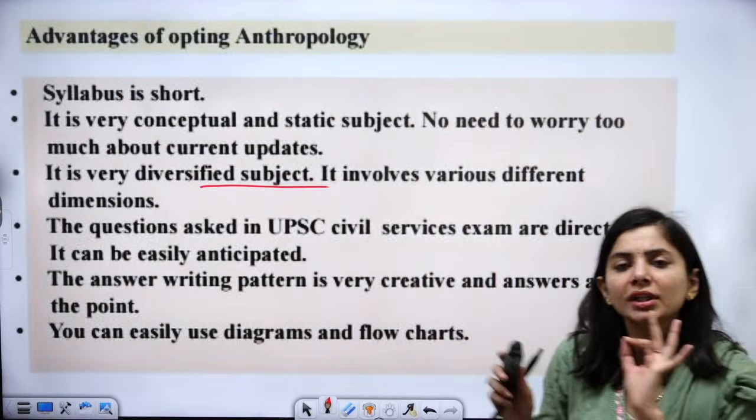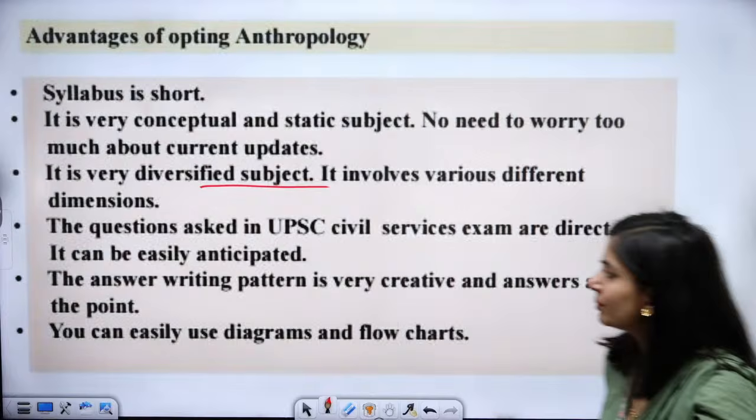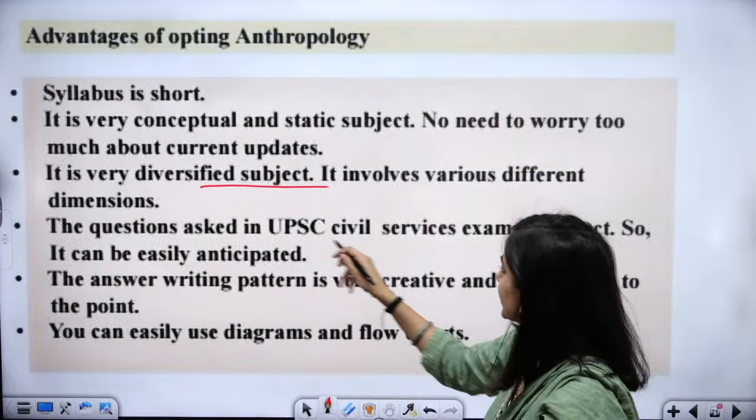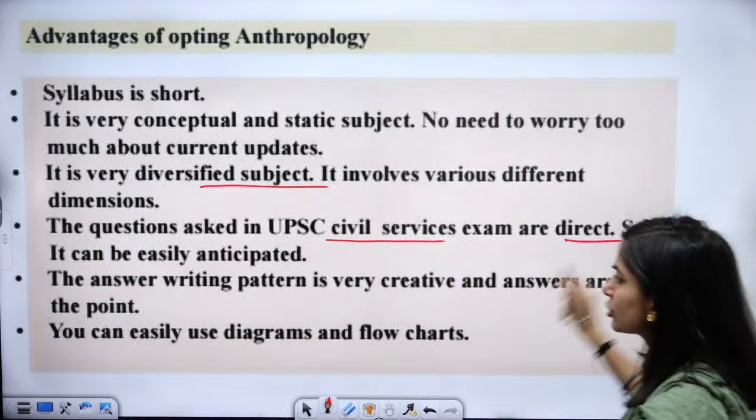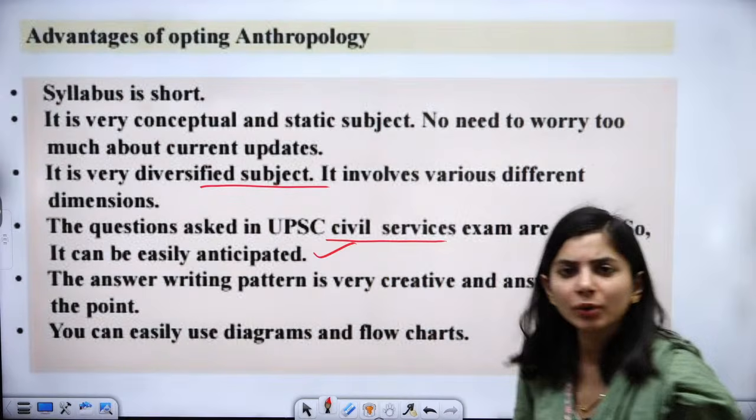I am telling you this is the right way. Okay. Now, the questions asked in the UPSC, they are direct, so it can be easily anticipated. So you can easily anticipate.